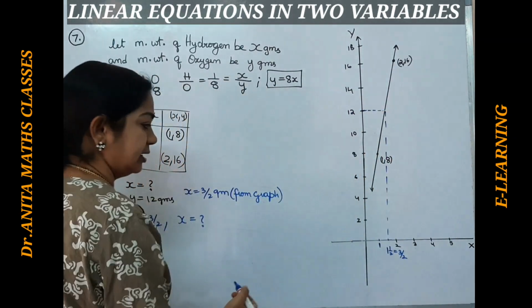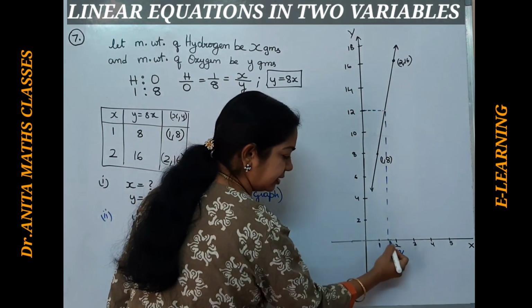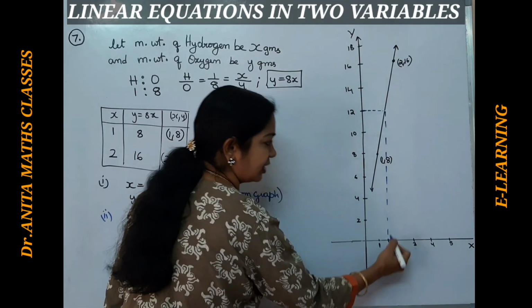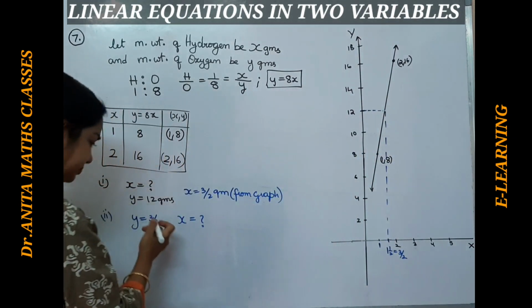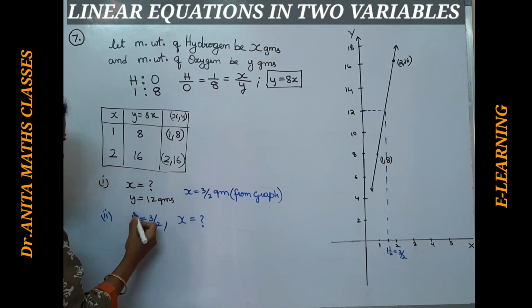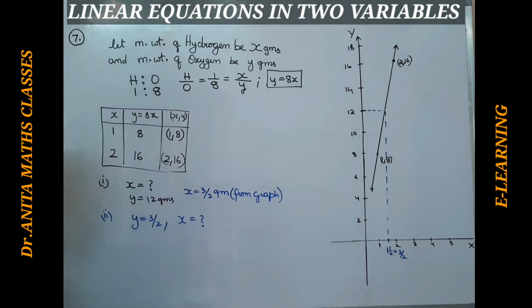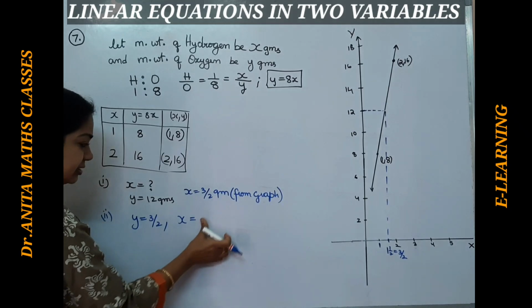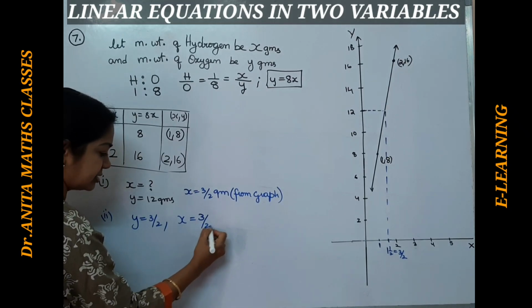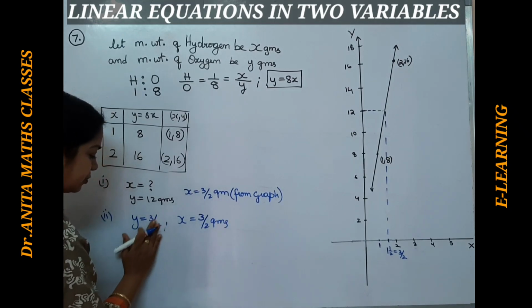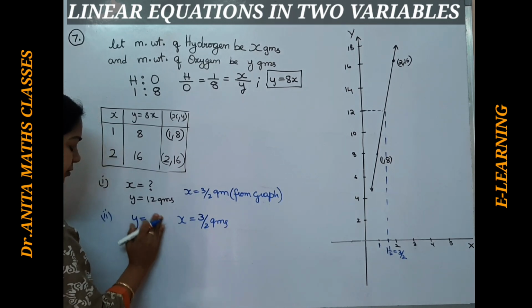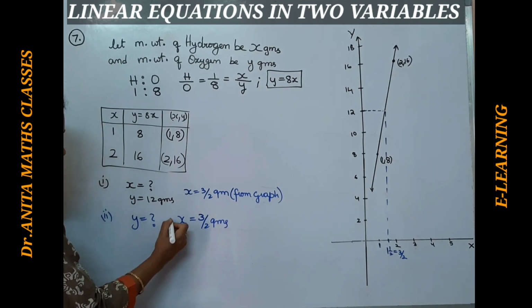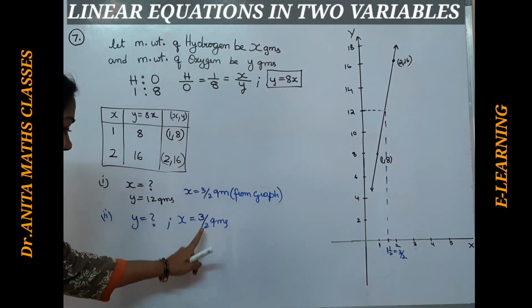Here it is the same thing, but here X is given and we have to find Y. Let me clarify for you. Quantity of oxygen if hydrogen is 3/2. So hydrogen, that is X, is 3/2. Given this, we have to find the quantity of oxygen. So oxygen is Y, isn't it? So we should find the same thing here.